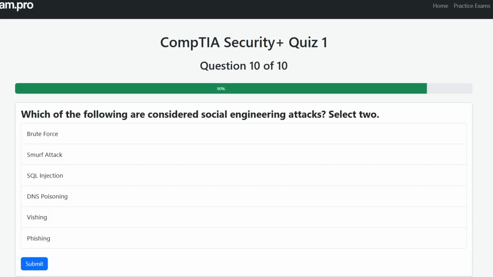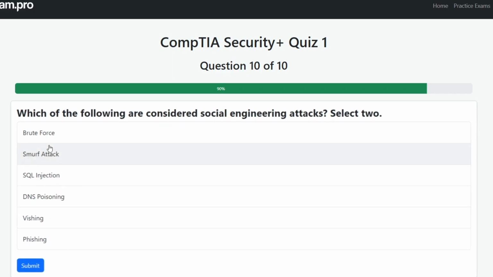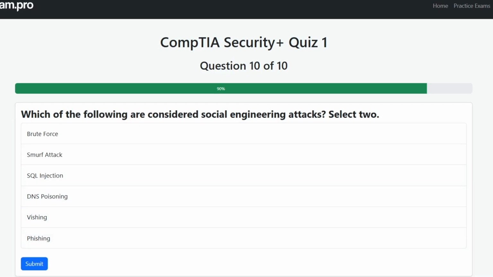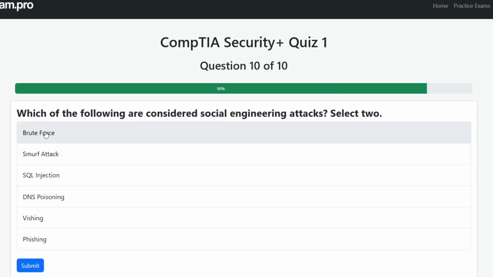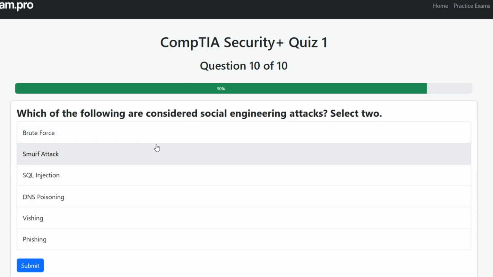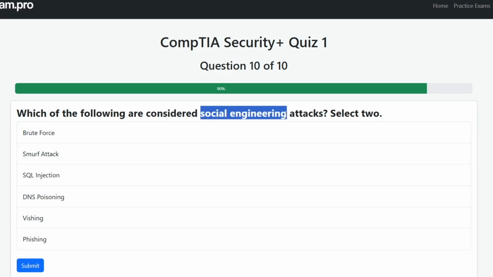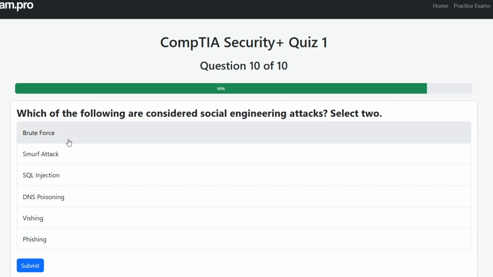Question 10. Which of the following are considered social engineering attacks? Select 2. Let's go through all the answers. Brute force, Smurf attack, SQL injection, DNS poisoning, vishing, and phishing. So a brute force attack is a technical style attack which guesses passwords, essentially trying to brute force its way into a system. Social engineering has to do with humans and exploiting human communication. So this is a technical aspect in exploiting a computer system. So it wouldn't be a social engineering tactic.